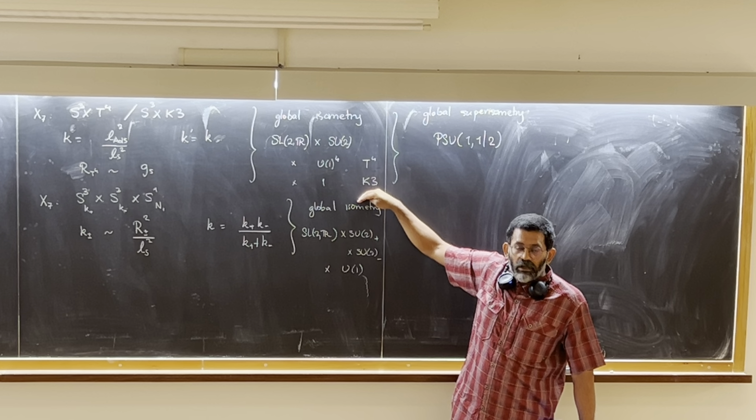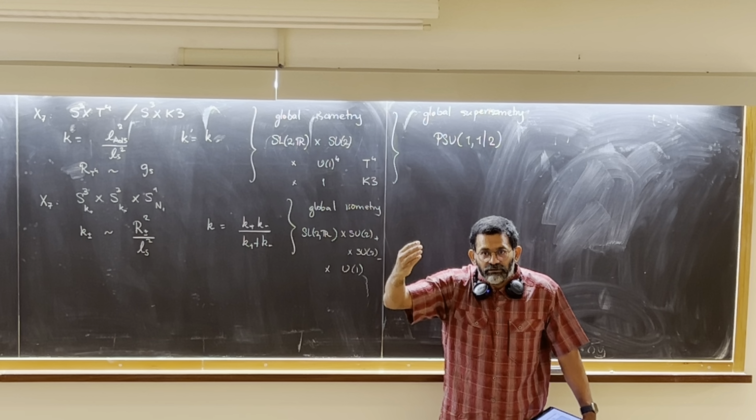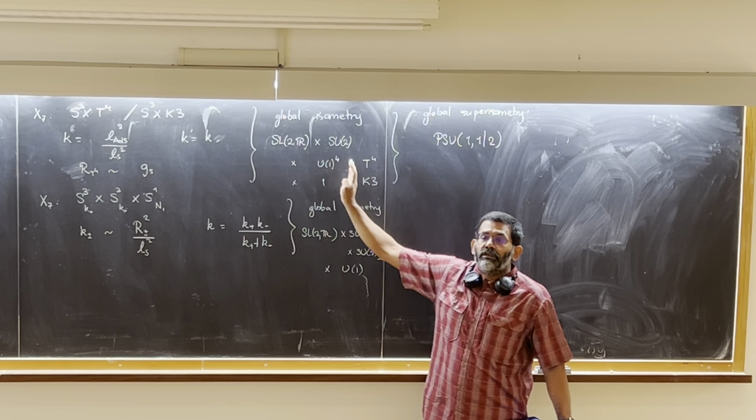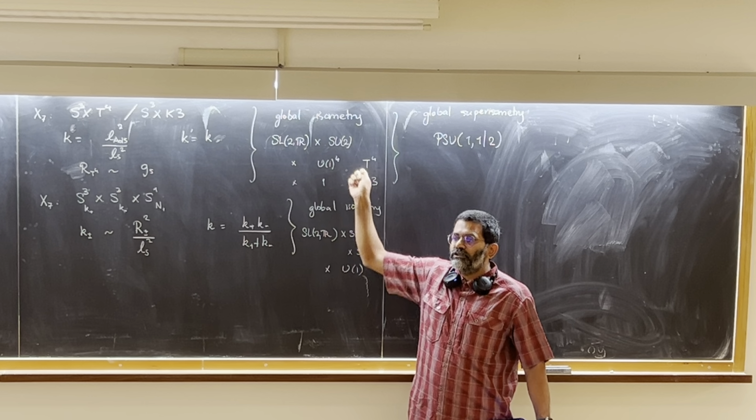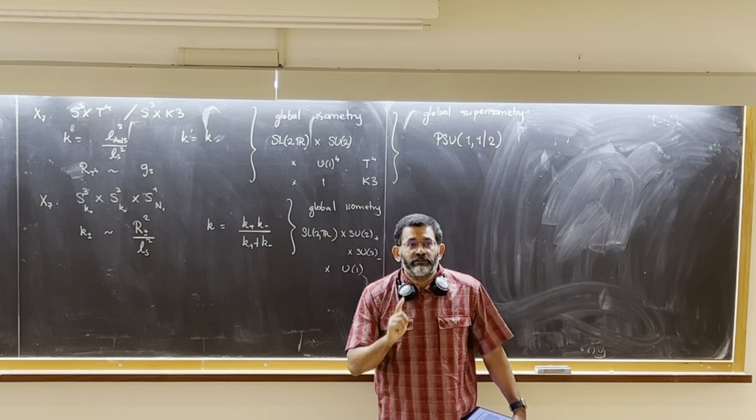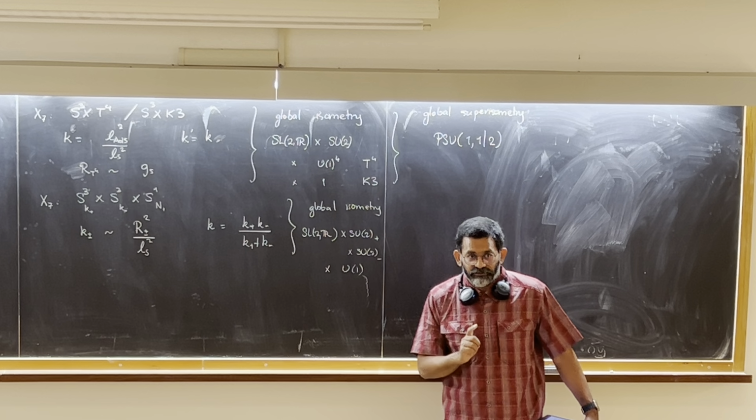When you compactify to 6 dimensions, T4 preserves more supersymmetry than K3. But when you further compactify on S3 with the fluxes, the amount of supersymmetry preserved by both these solutions is the same. There's no enhancement from the T4. It's because of fluxes in the S3.